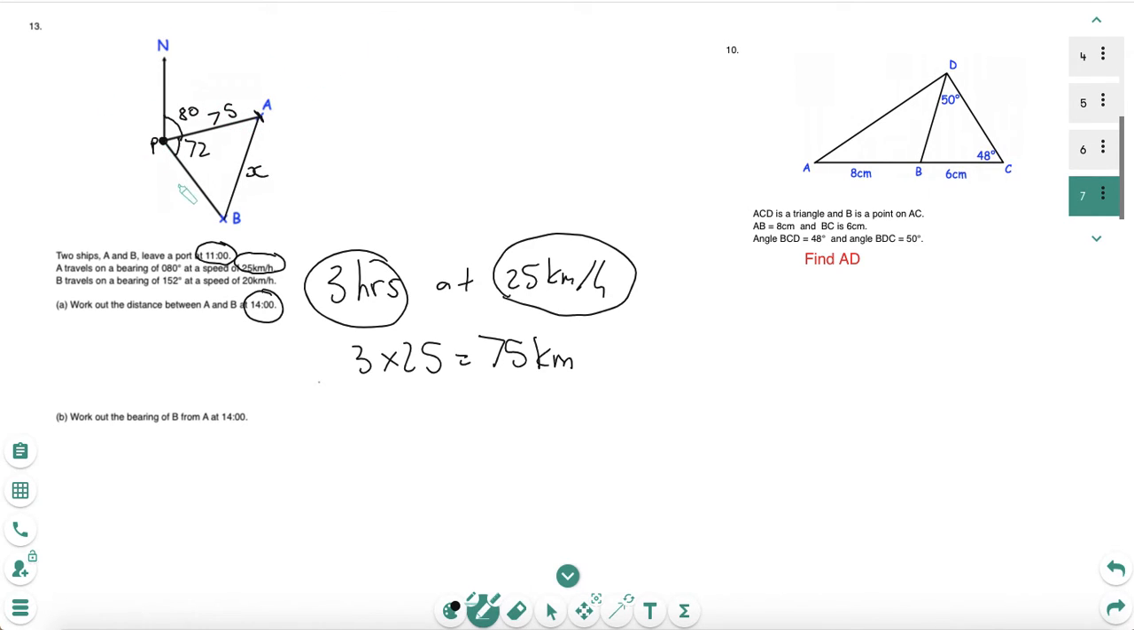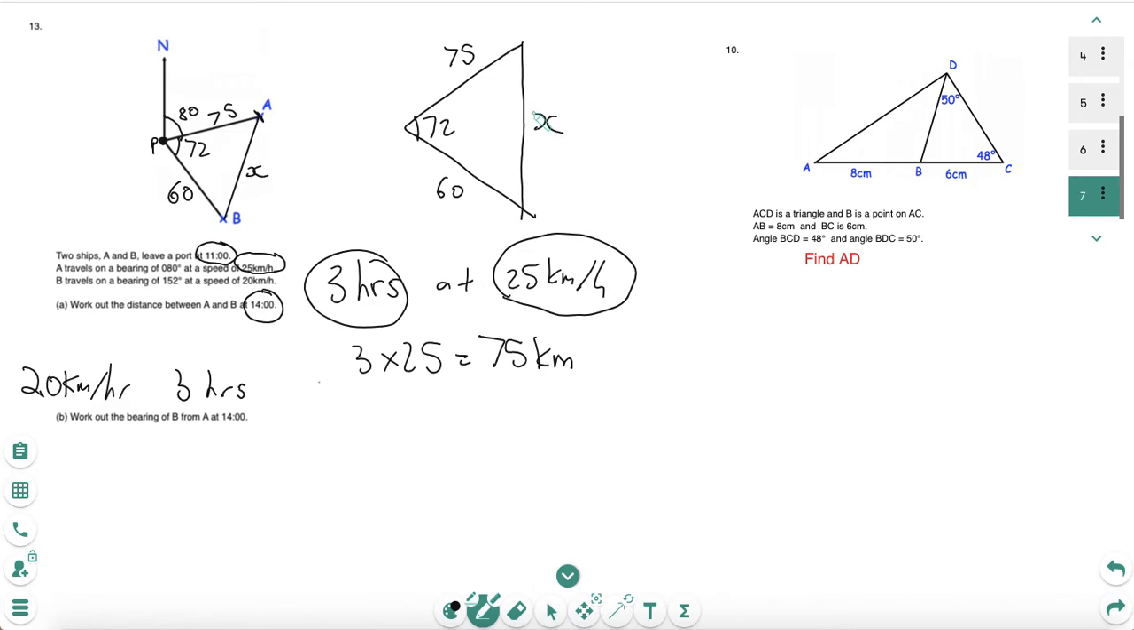And then B, it's traveled also for 3 hours at 20 kilometers per hour. So in 1 hour it travels 20, 2 hours is 40, 3 hours is 60 kilometers. So this distance is 60. Now let's draw our triangle out separately. All right, so we know this angle here is 72, this is 75, this is 60, and we're trying to find this here. So I'm like, okay, cool. We have a non-right angle triangle, so we have the cosine rule or the sine rule.